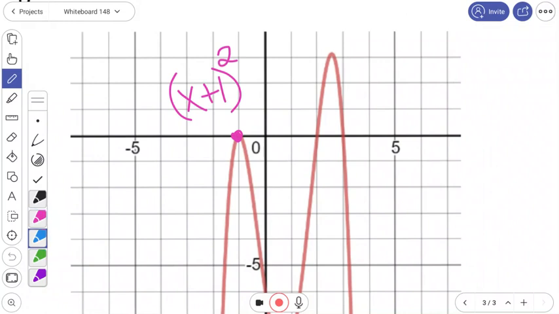And then I have another x-intercept right here at x equals 2. So that's going to be a factor of x minus 2. And because it crosses, it's an odd exponent. And then I have an x-intercept right here at positive 3. So x minus 3 is our factor, and it's crossing again, so I need an odd exponent. So we'll take it to the first power.